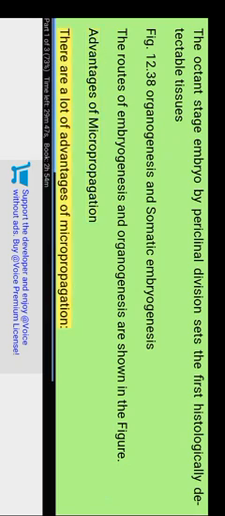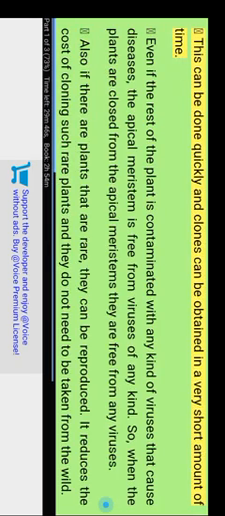Advantages of micropropagation. There are a lot of advantages of micropropagation. It can be done quickly, and clones can be obtained in a very short amount of time. Even if the rest of the plant is contaminated with viruses that cause diseases, the apical meristem is free from viruses of any kind. So, when plants are cloned from the apical meristems, they are free from viruses. Also, rare plants can be reproduced. It reduces the cost of cloning such rare plants, and they do not need to be taken from the wild.